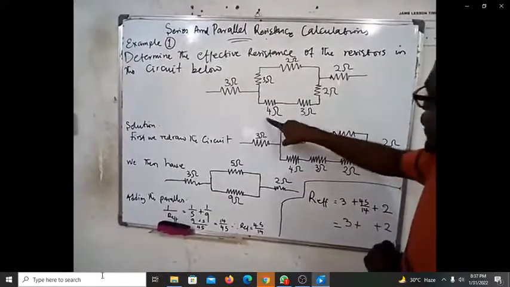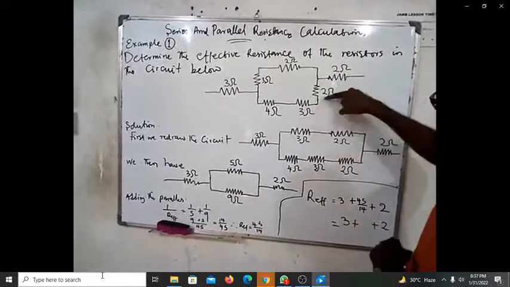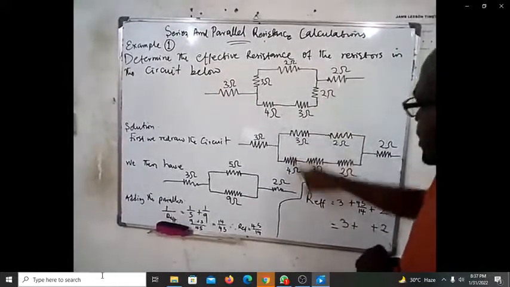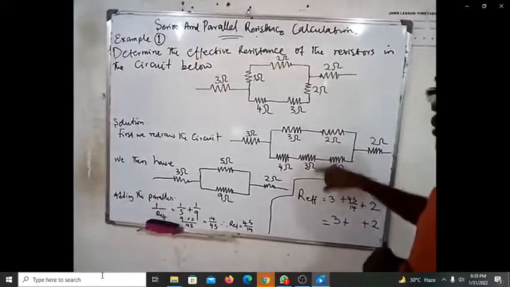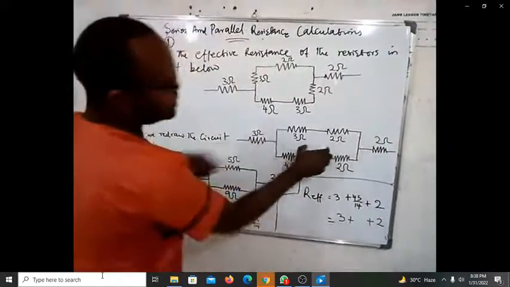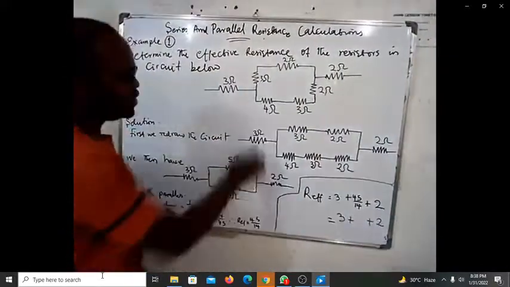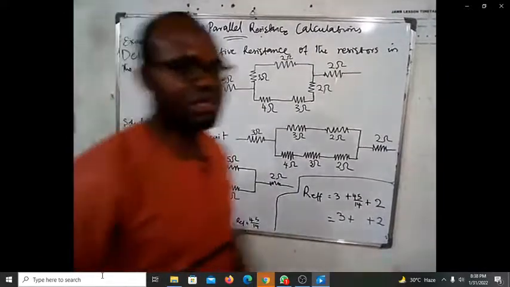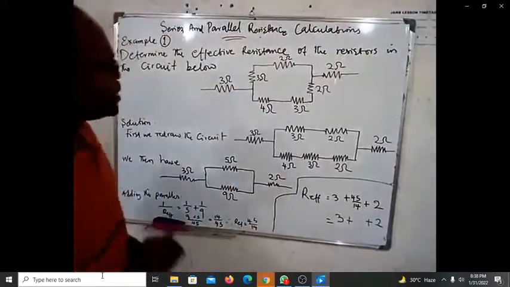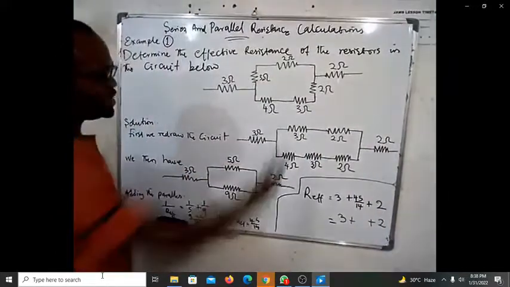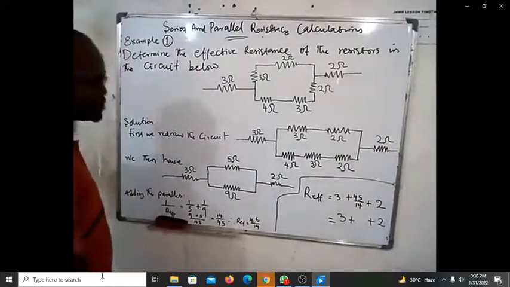Then if you look at this 4 ohm resistor and 3 ohm and this one, you see that all of them are also in series. So you have a 4 ohm resistor, a 3 ohm resistor, and a 2 ohm resistor. So you see that this circuit is the same thing as this circuit, only that it is drawn in such a way that the effective resistance calculation can be done easily. If you're able to redraw this circuit to be this, then the calculation becomes very simple.